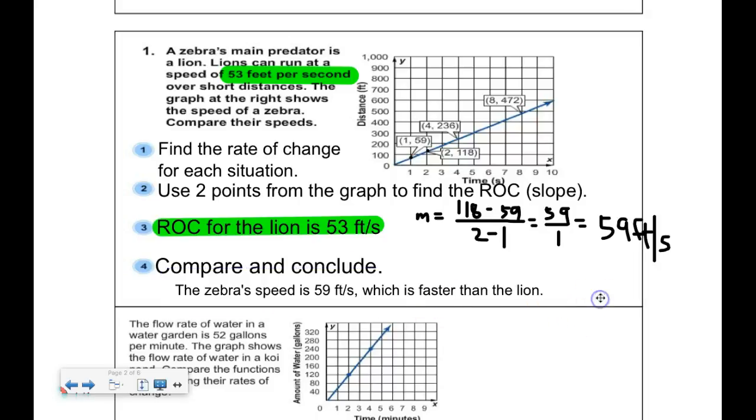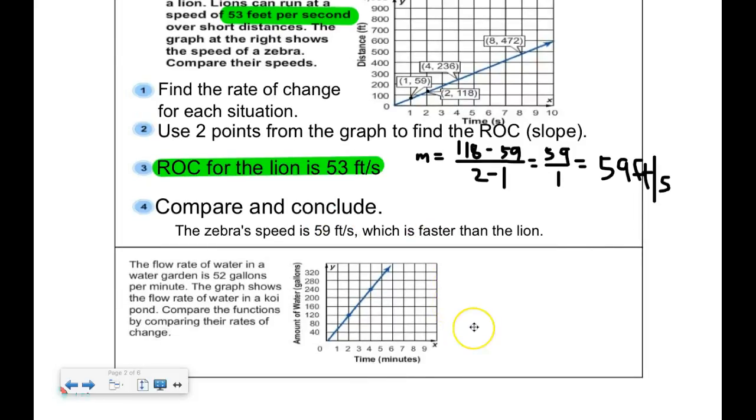Is that good enough? They already told me what the lion's speed is, so I don't have to repeat that. But the two things I had to do were calculate the zebra's rate of change, in this case its speed, and then compare that to the lion's speed. So zebra's faster. I bet you didn't know that. Zebra's faster, and there you have it.